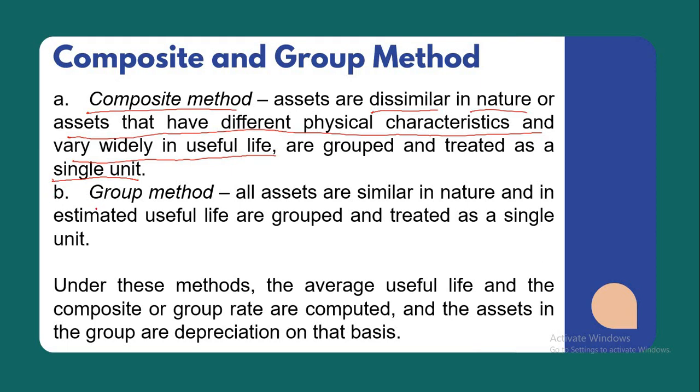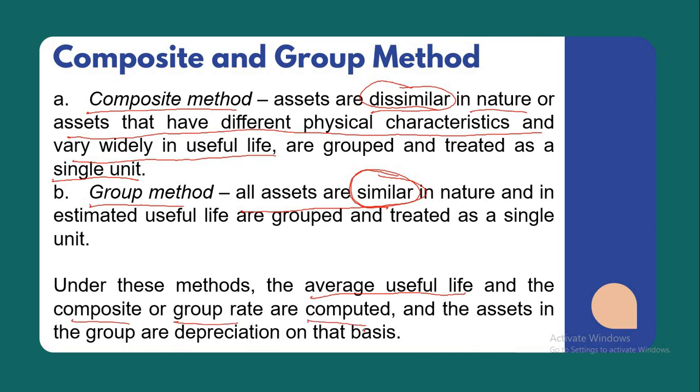On the other hand, group method, again, this is applicable if all assets are similar, similar in nature and in estimated useful life, grouped and treated as a single unit. So, composite method is applicable for dissimilar assets, while group method is applicable for similar assets. Under these methods, the average useful life is used. Why do we get the average useful life? Because again, this is a group of several assets with different useful lives. Since isa lang man nato ang depreciation, we need to get the average useful life. And the composite or group rate is computed.